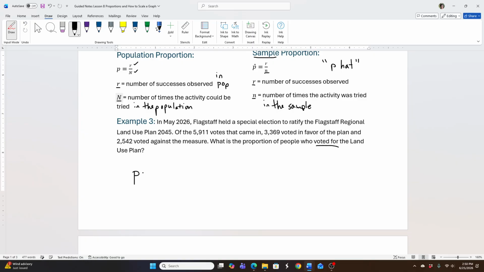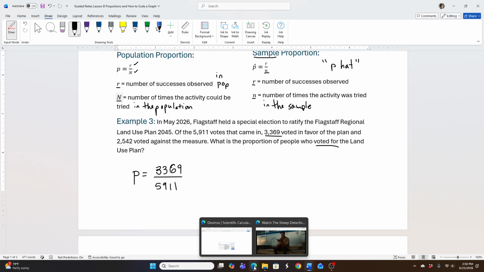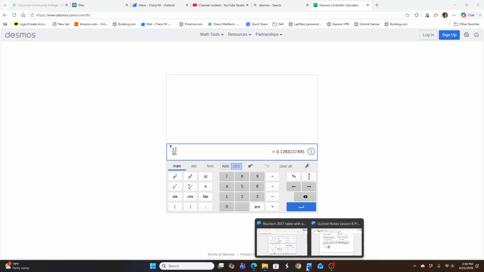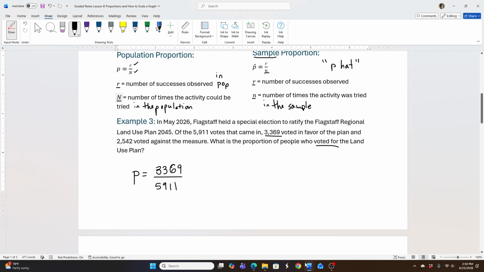So the proportion of people, we'll call this the population proportion, who voted in favor was the 3369, and we'll divide that by 5911. That is a perfectly good answer. Let's see if that fraction reduces. Let me see what it was again. It was 3369 divided by 5911.